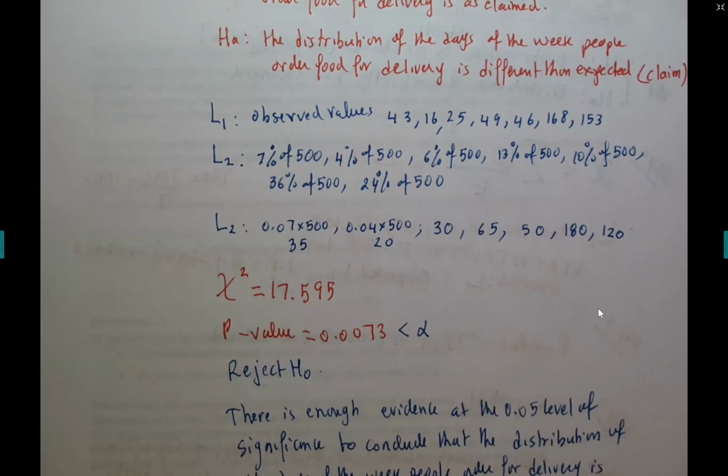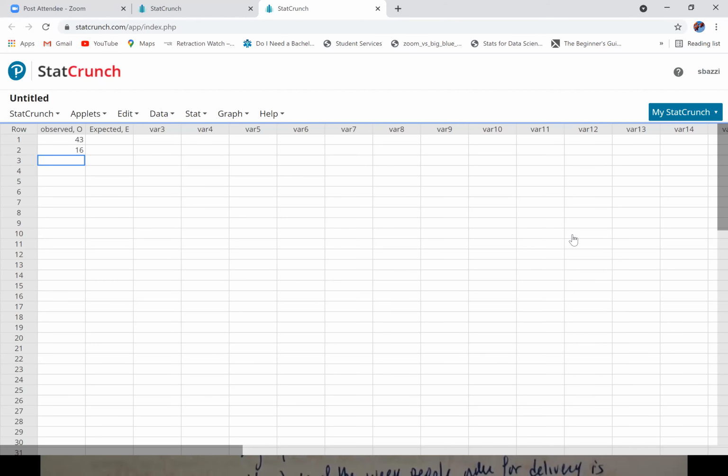Any questions? So this is StatCrunch, guys. You have to enter in variable 1 the observed values and in variable 2 the expected. So I'm doing that now. 25, 49. I should get the same answers. 46, 168, and 153. And now let's go to expected values.